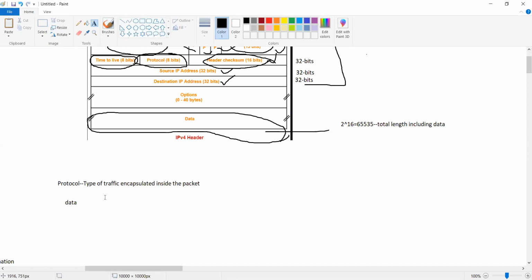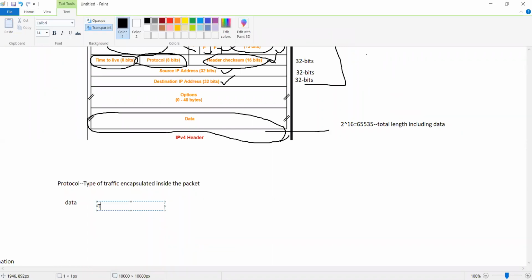From the upper layer, from which protocol has he got this data? If he has got the data from TCP, the value is 6. If he has got the data from UDP, the value is 17. Am I clear? Depending on this value, he'll get to know what type of data is there and who has encapsulated the data in the upper layer. This will not be helpful at the source end, but this is definitely helpful at the destination end.